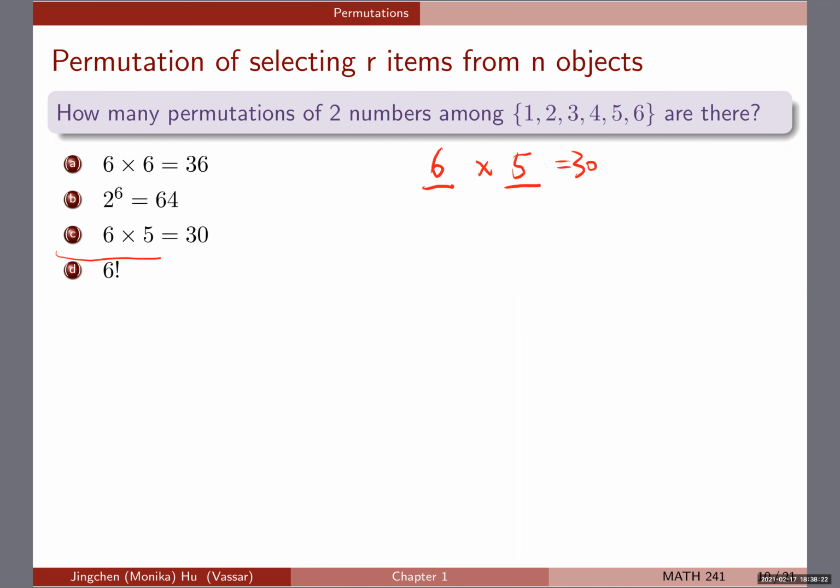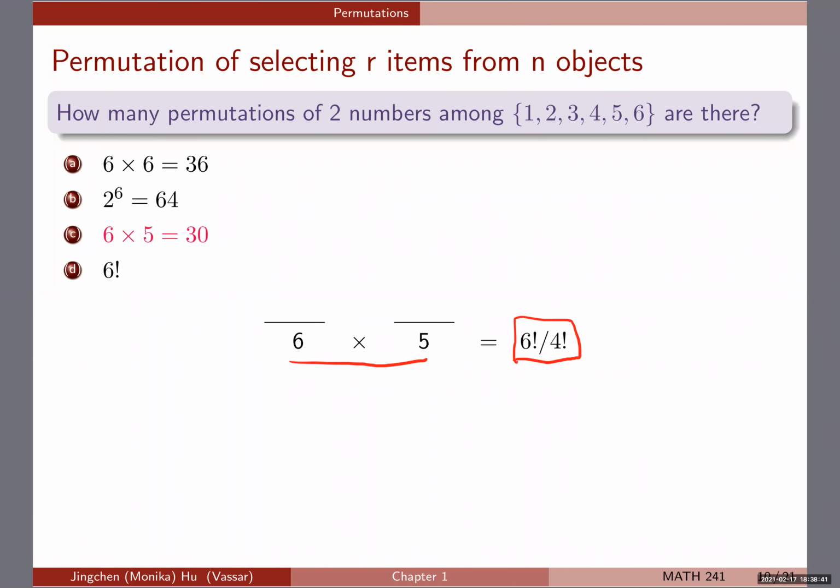So the answer will be 30. But let's look at it in a more combinatorial way, and what we're talking about, the factorial results. Other than 30, when we directly do it, another way to write this is 6 factorial divided by 4 factorial.